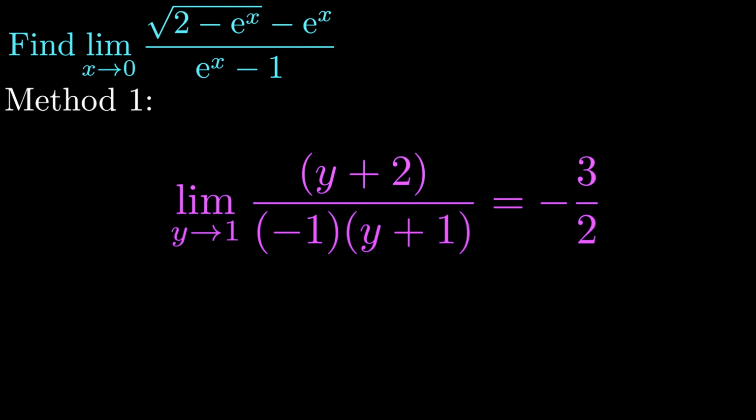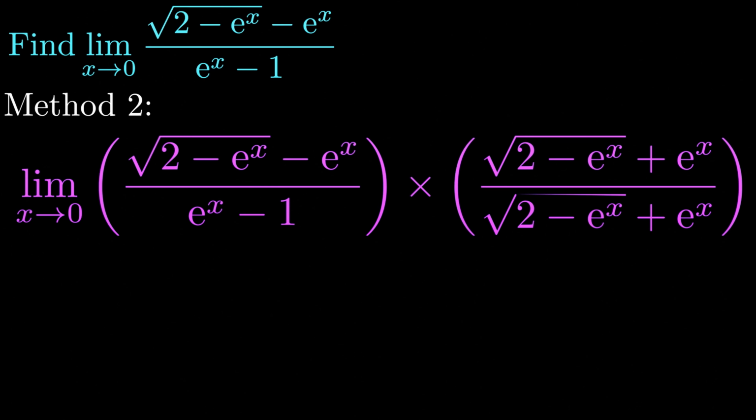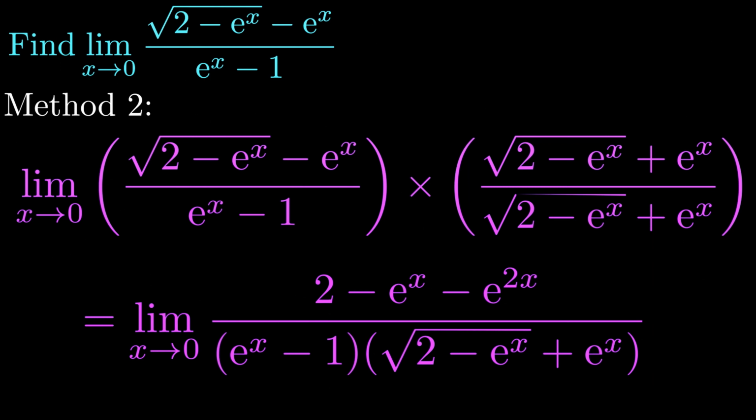For method 2, we're going to rationalise the numerator of our limit. We can do this by multiplying the numerator and the denominator by the square root of 2 minus e raised to x plus e raised to x. Multiplying out the numerator, the square roots cancel, and we're left with the limit as x approaches 0 of 2 minus e raised to x minus e raised to 2x, all divided by e raised to x minus 1, multiplied by the square root of 2 minus e raised to x plus e raised to x.